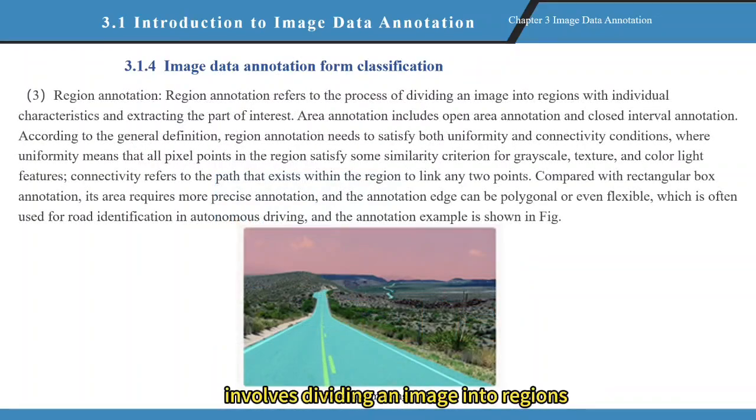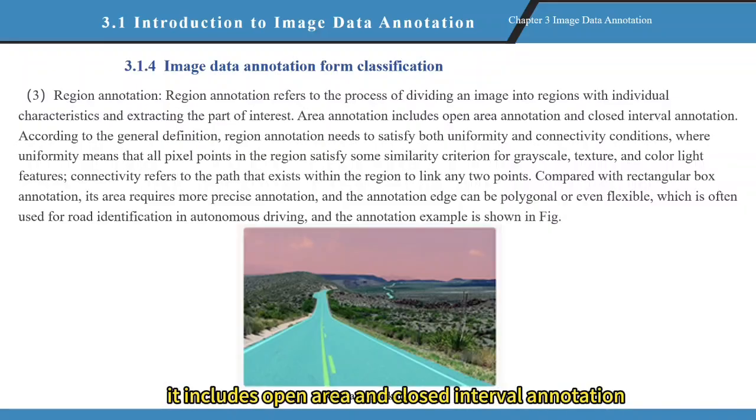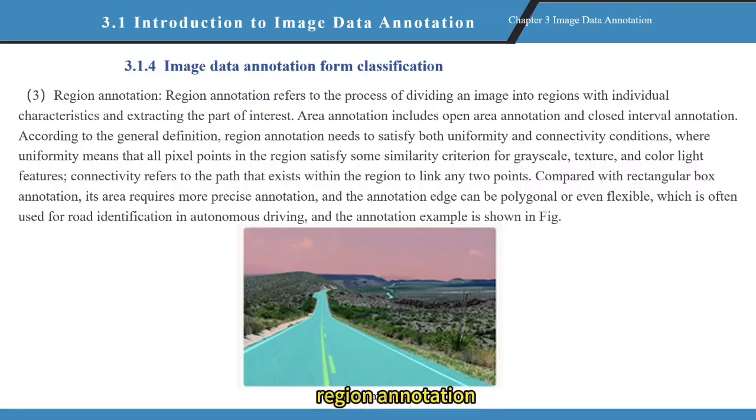Region annotation involves dividing an image into regions with distinct characteristics and extracting the interesting parts. It includes open area and closed interval annotation. Region annotation needs to meet the conditions of uniformity, where all pixels in the region share similarity in grayscale, texture, or color features, and connectivity, meaning there is a path connecting any 2 points in the region. Compared to rectangular box annotation, it requires more precise annotation, and the edge can be polygonal or flexible. It is often used for road identification in autonomous driving. Here is an annotation example.